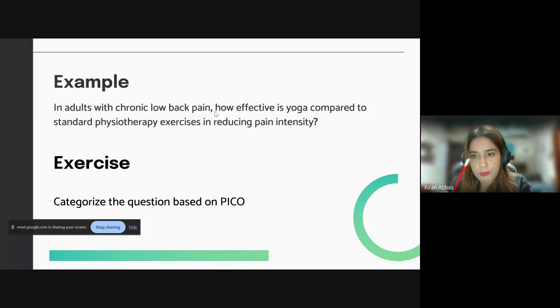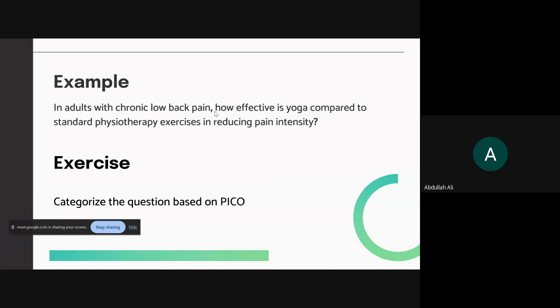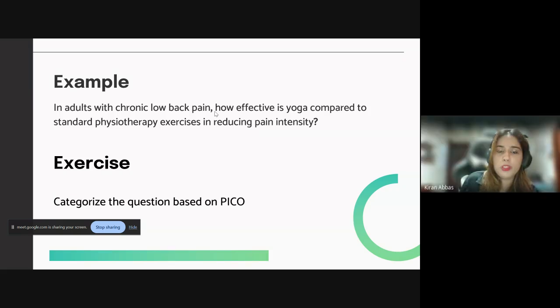Abdullah, just highlight one more person for me, please. Roma Shah, please can you answer this question? I don't think my answer is any different from Ishan's. The population would be adults with chronic low back pain, and the intervention would be yoga and physiotherapy, which we'll be comparing it with, and the outcome will be reduced pain intensity. Okay. Thank you so much.